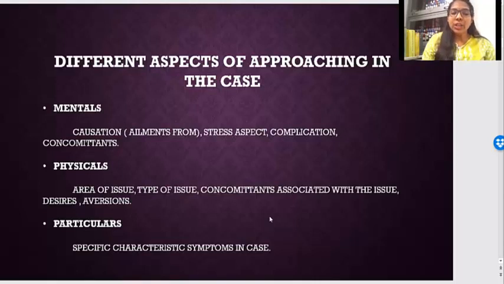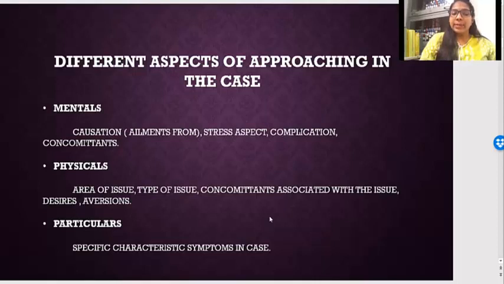Similarly, when the patient comes to you with physical problems, you have to understand what is the area of issue, where the problem is, what is the type of issue, whether there is pain, whether there are tremors, and associated concomitants with the problem. You should also look into the desires, aversions, etc. Right? So for example, if you get a patient who is suffering with shoulder pain, you have to look for that in either the extremities area or the neck area.